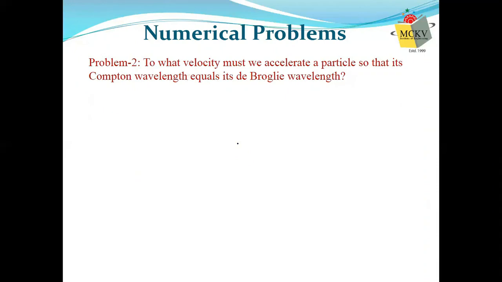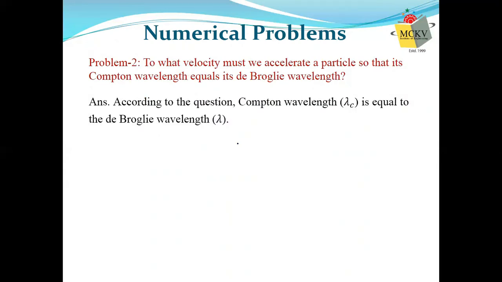In problem 2, it says, to what velocity must we accelerate a particle so that its Compton wavelength is equal to the de Broglie wavelength? So according to the question, Compton wavelength, say lambda c, is equal to de Broglie wavelength, say lambda. Now we know that de Broglie wavelength lambda can be written as h by p, whereas Compton wavelength can be represented as h by m naught c, m naught being the rest mass of that particle.